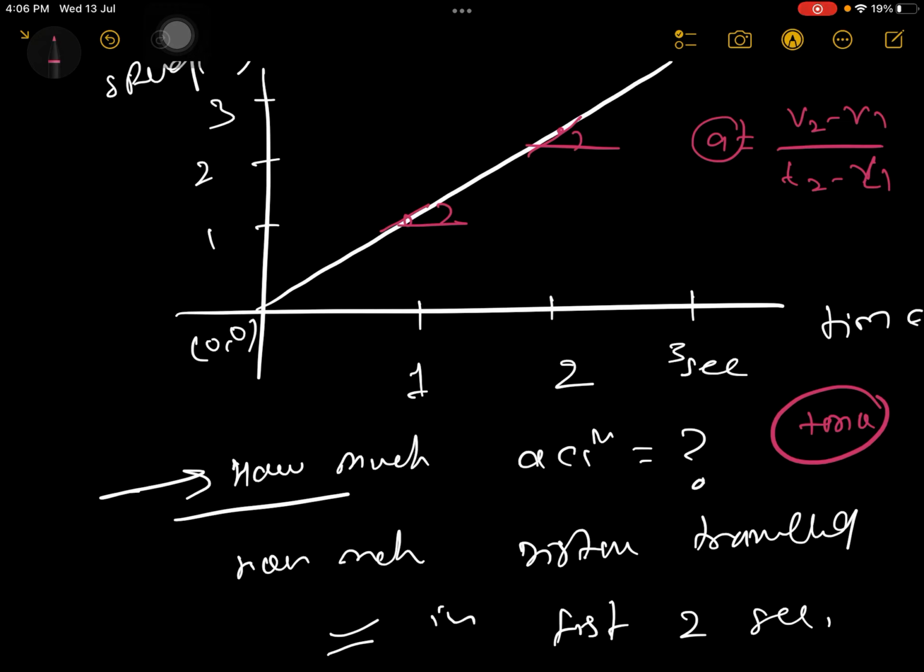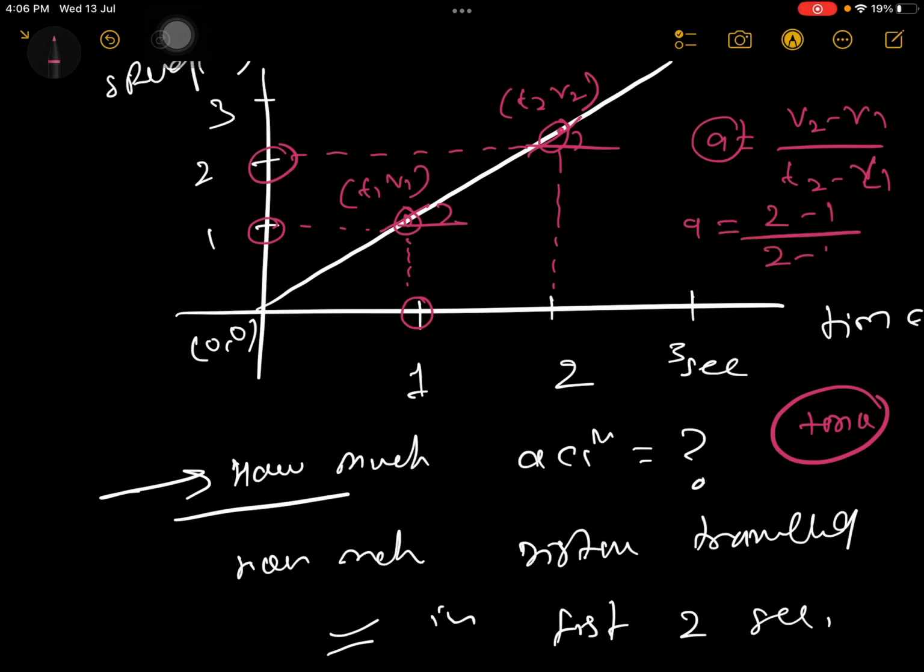Consider this coordinate as t1, v1, and this coordinate as t2, v2. So what is the time value here? 1. What is the velocity value here? 1. What is the time value here? 2. What is the velocity value here? 2. So your acceleration will be: v2 is 2, v1 is 1, t2 is 2, t1 is 1. So it is like 1 by 1.